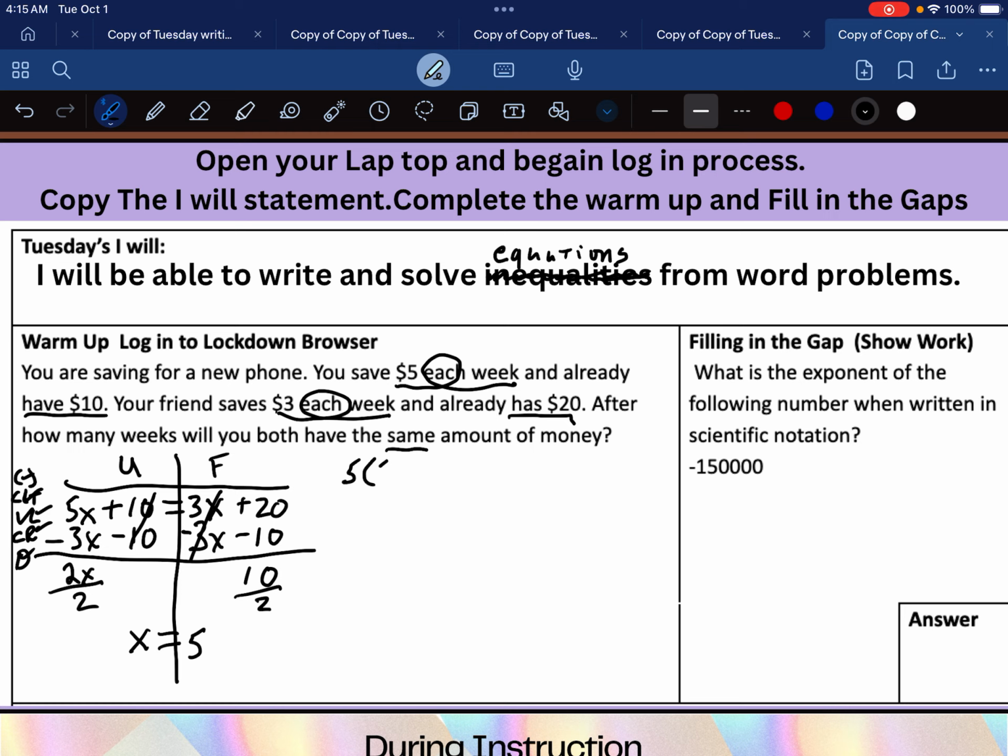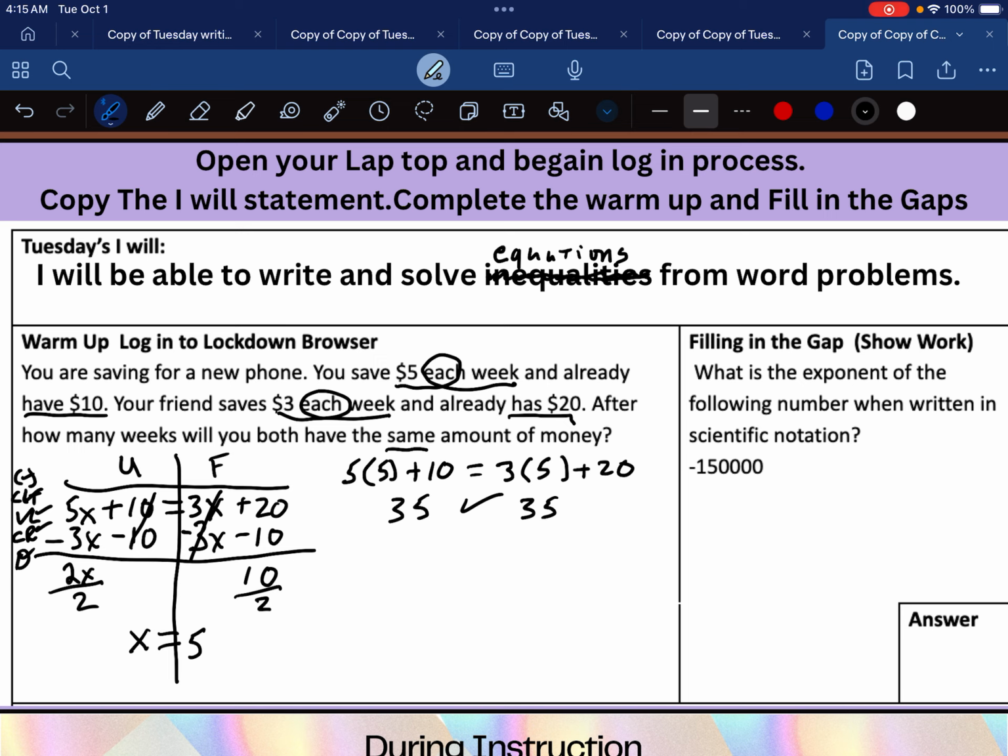5 times 5 plus 10 equals 3 times 5 plus 20. 5 times 5 is 25, plus 10 is 35. 3 times 5 is 15, plus 20 is 35. Check. We got it right.